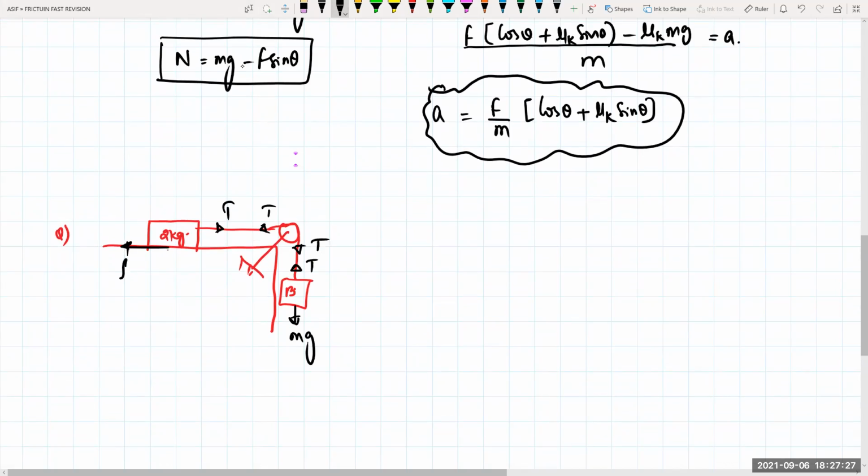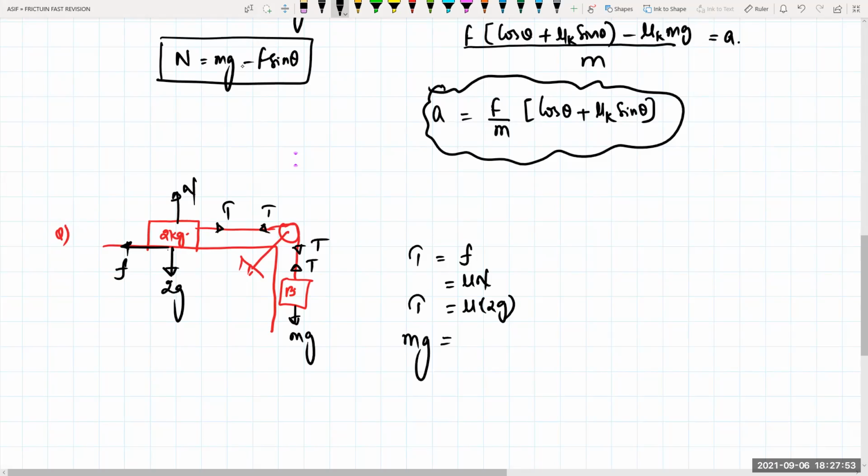There will be friction on this one. For the maximum condition, T must be equal to the friction F. F will be equal to mu into N. N will be equal to 2 into g, and this is the normal. So this is the maximum tension. This T will be equal to M into G, which equals mu times N.